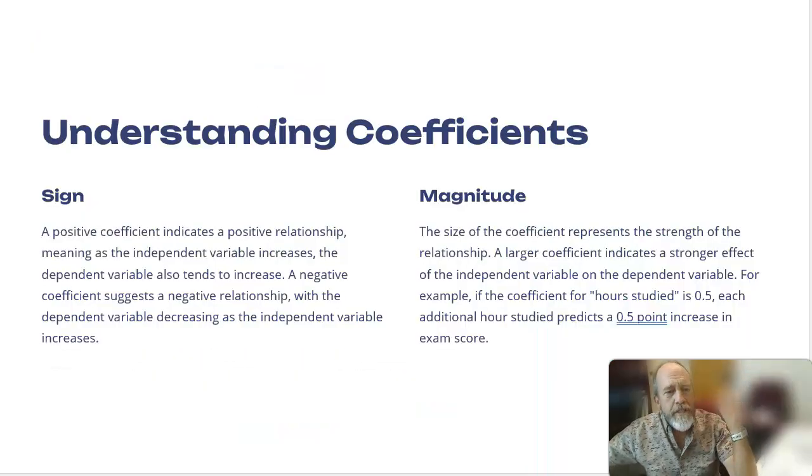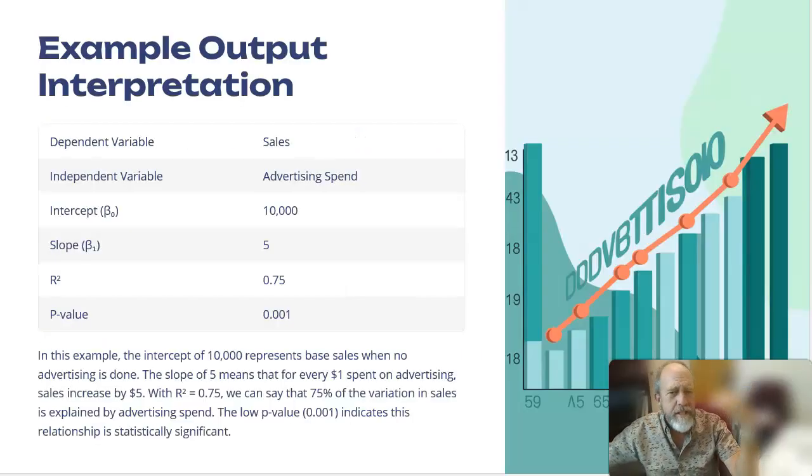So the coefficients. Sign. Positive means a positive correlation, a positive relationship. Negative means a negative relationship. Or it really just says the slope of it. The magnitude. In this case, and it's easier to explain from back.